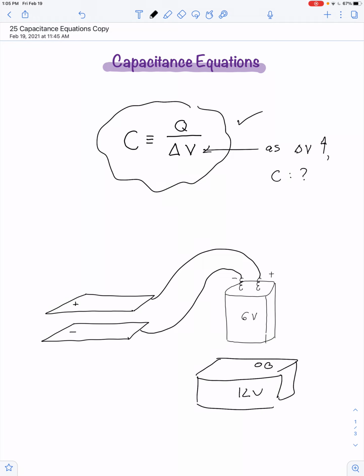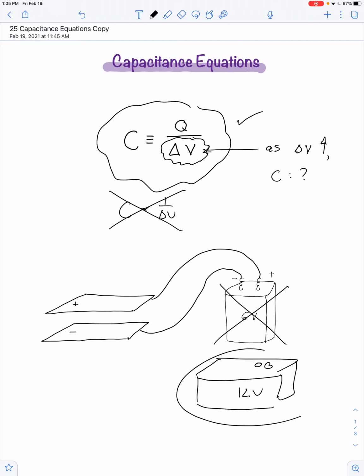And you might be led to say the capacitance goes down because voltage is in the denominator, so it appears that there's an inverse relationship between capacitance and voltage. But that's not what happens at all. If we were to replace the 6-volt with the 12-volt, the capacitance would stay the same. What happens is it gets twice as much charge.